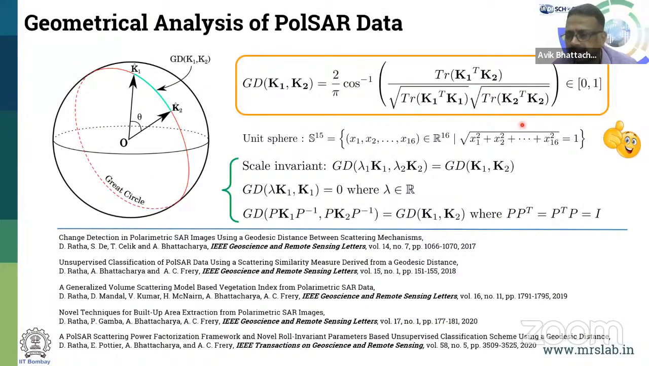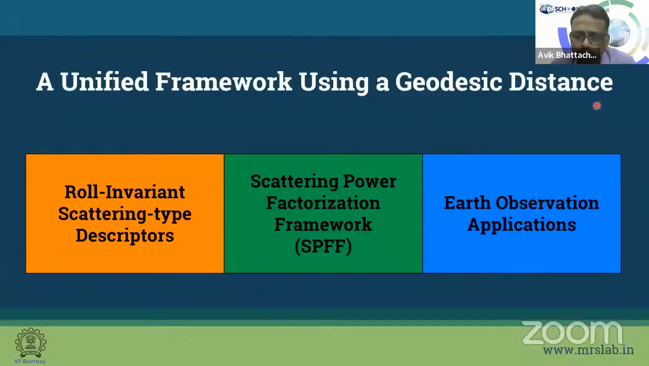The idea is that this is forming a geodesic distance over the space in which the Kennaugh matrices, the 4x4 real matrices, lie, by utilizing a very simple notion of trace. You can see that what is over here is actually the geodesic distance between two Kennaugh matrices which are in the space of 4x4 real matrices, and they are scaled to be between 0 and 1. They have some very nice properties, like scale invariance and so on. This allows us to utilize this property of the fully polarimetric SAR data, and also some geometrical properties, to characterize some roll-invariant scattering descriptors.